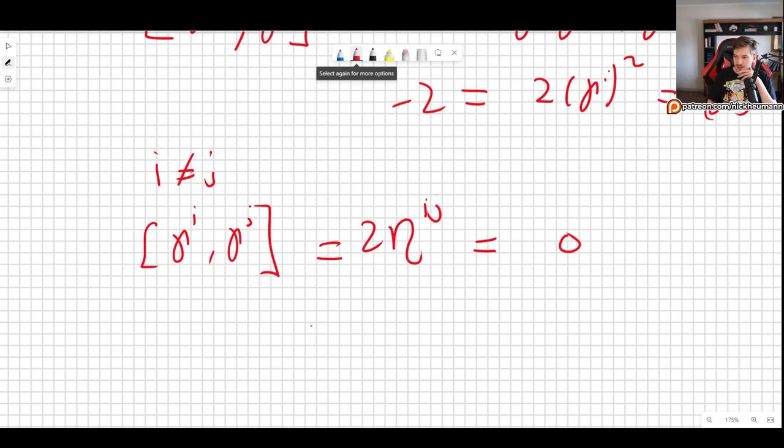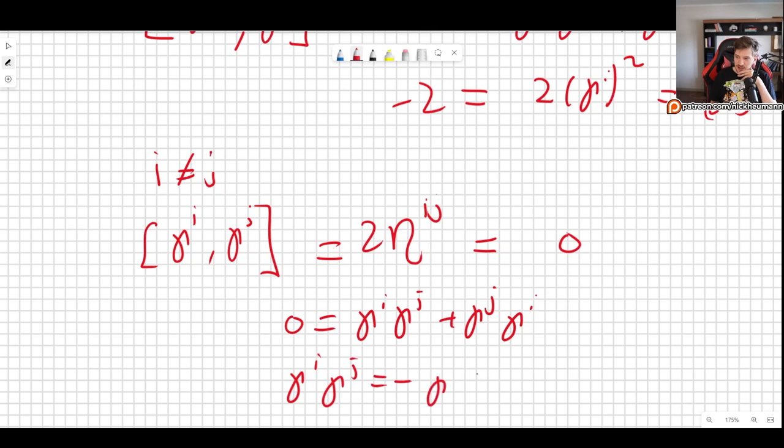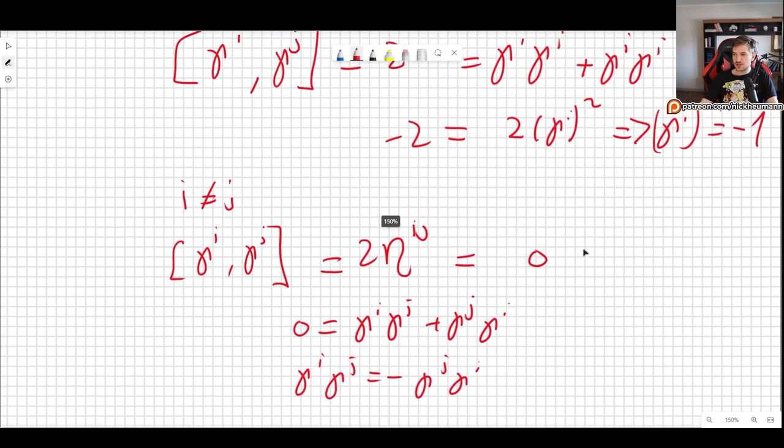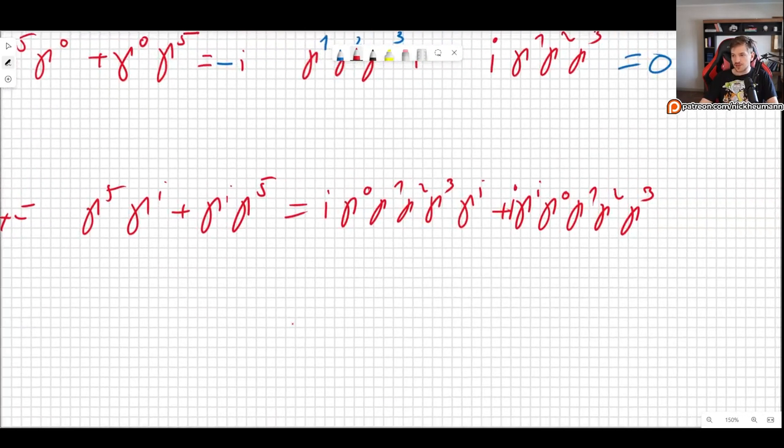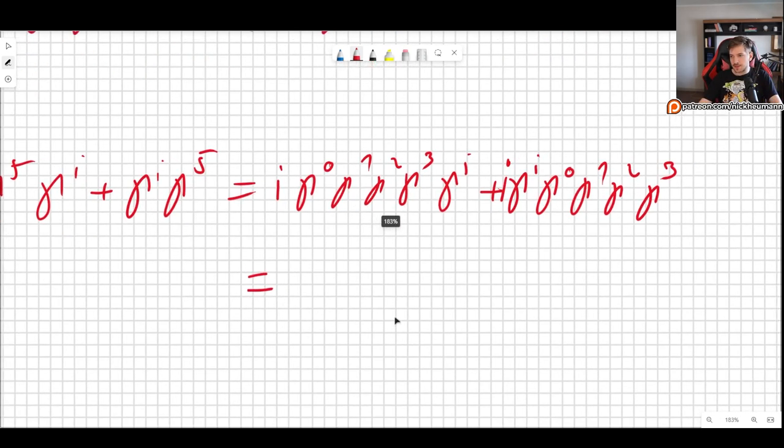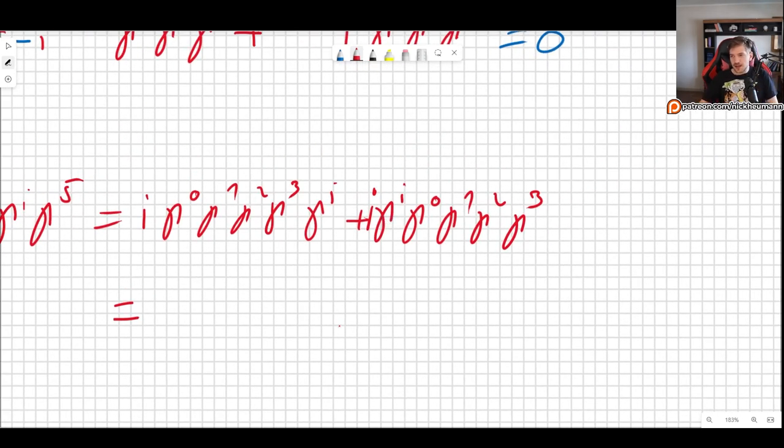And this is equal, so 0 is equal to gamma I gamma j plus gamma j gamma I. So this means that gamma I gamma j is equal to minus gamma j gamma I. They anti-commute. You can change their order, but put a minus sign in front to compensate. So we can do exactly the same as before, we can move them around. And here we could just separate this into each case to make this very clear.